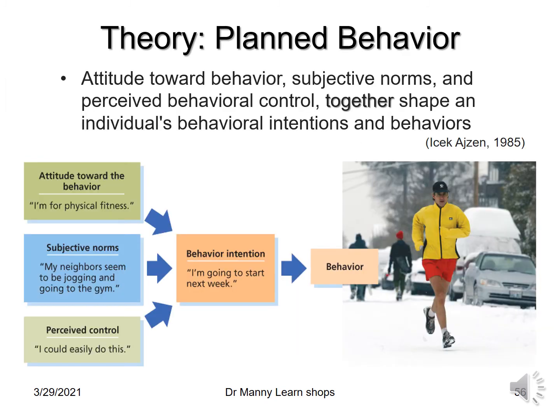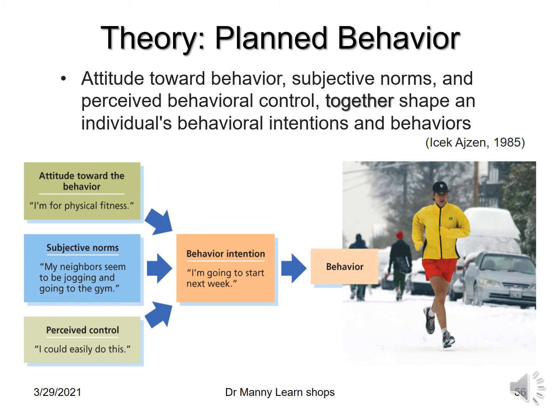Then you've got the theory of planned behaviour. And the theory of planned behaviour is that the attitude towards the behaviour, subjective non-measurable norms and perceived behavioural control, together these shape an individual's behavioural intentions and their behaviours.